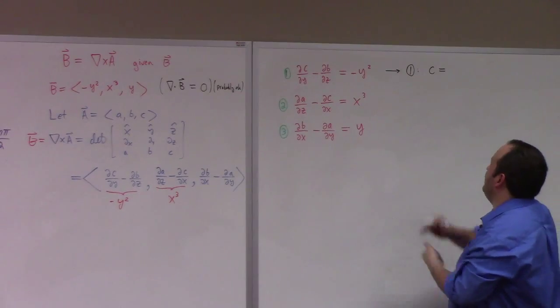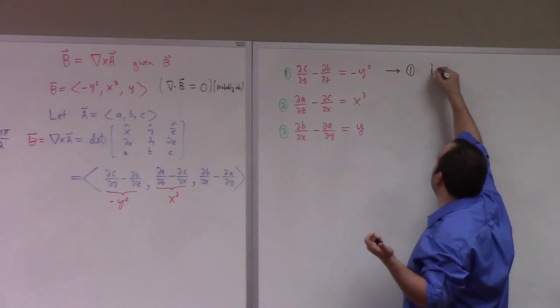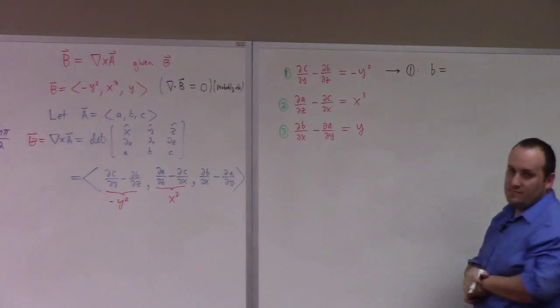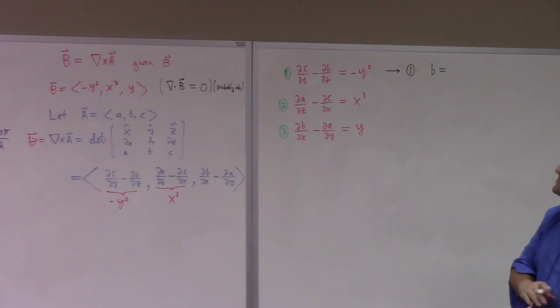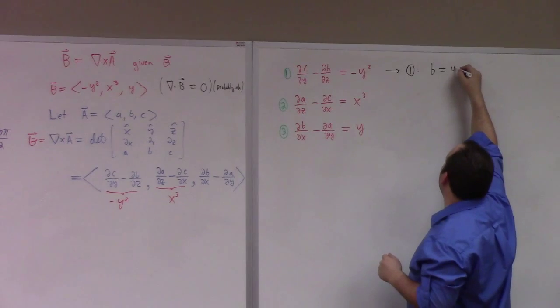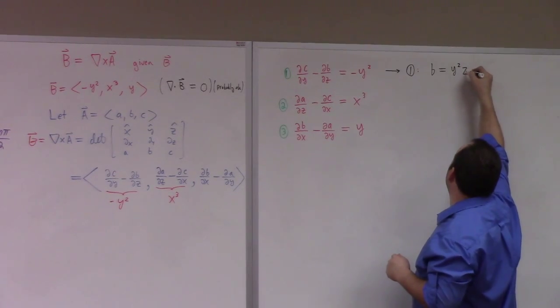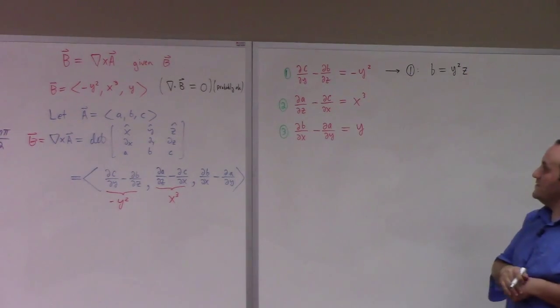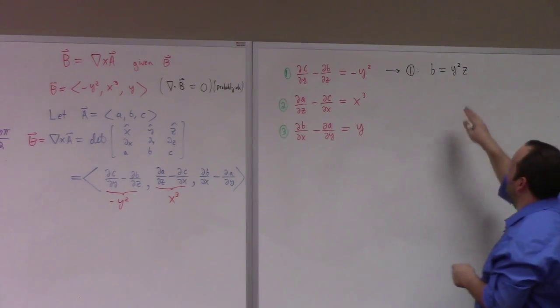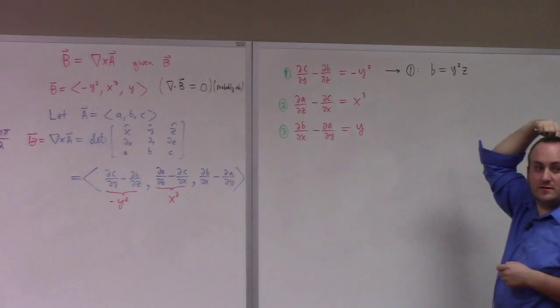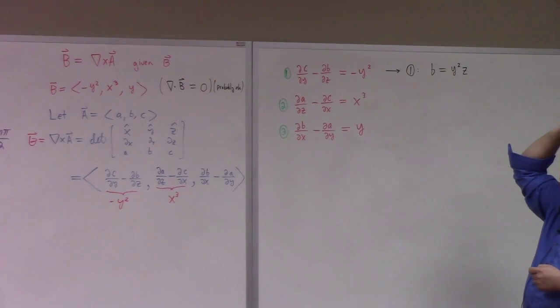Or B, if you want, we'll do B. B equals what? You pick it, C or B. What do you want to do? What's that? I heard a y squared z. We have a possibility. All right, so let's go with that. Let's see if we can do that. Great. That will solve this, right? Provided what? Yeah, I need C to have no y dependence.